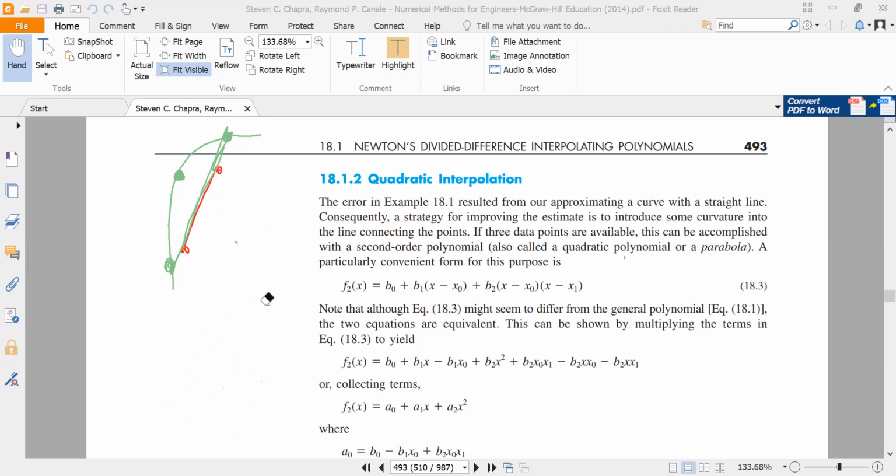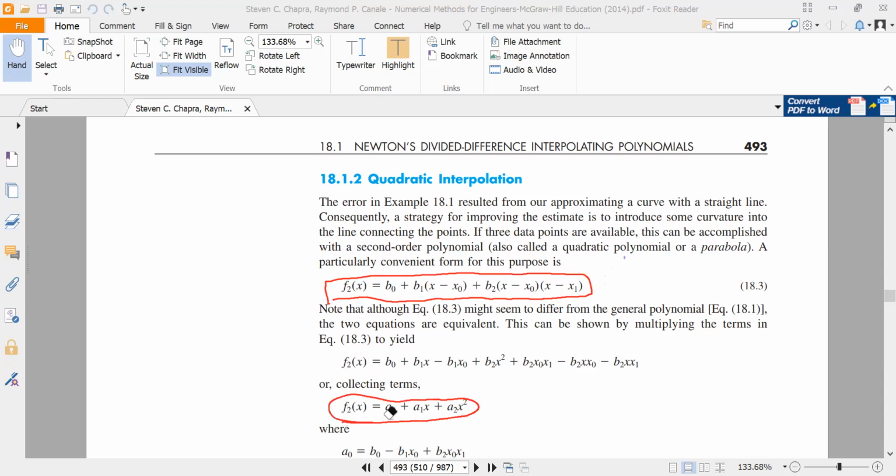So here, in the case of a second order polynomial, your interpolating polynomial is defined in this way. If we multiply the terms and rearrange, it can easily be put into this form. No problem. Now, in this case, you need to find three unknowns, A0, A1, and A2. How to find these, we discussed at the beginning.